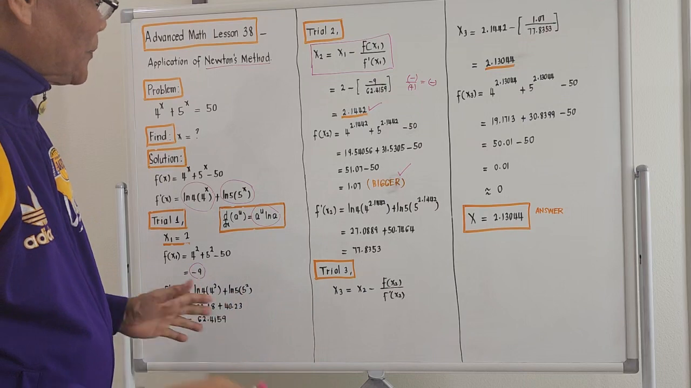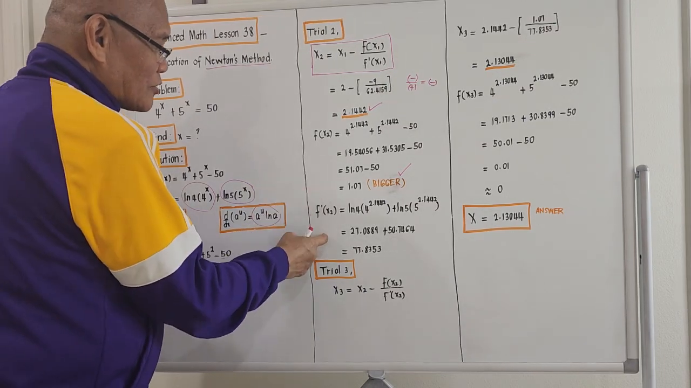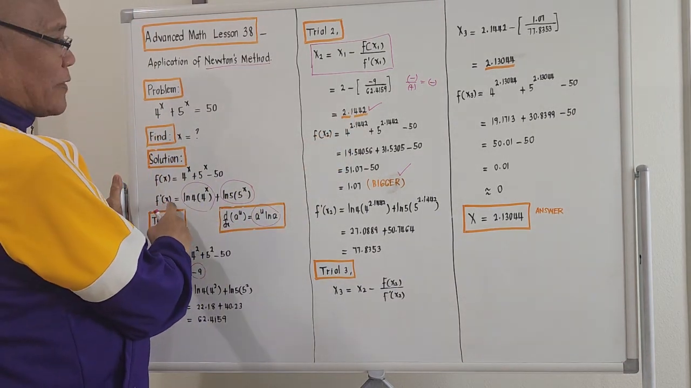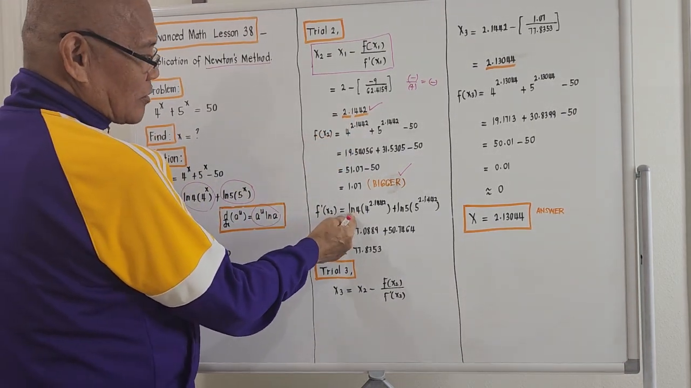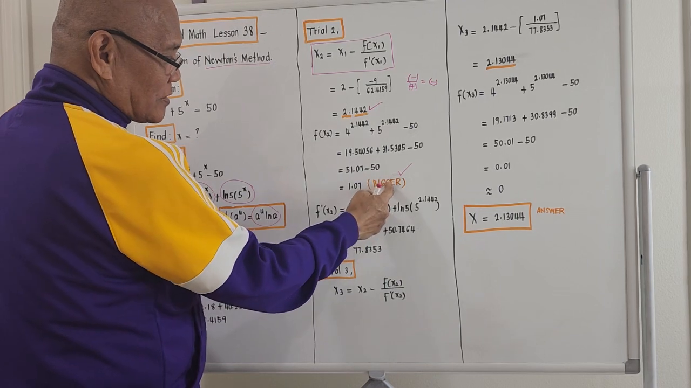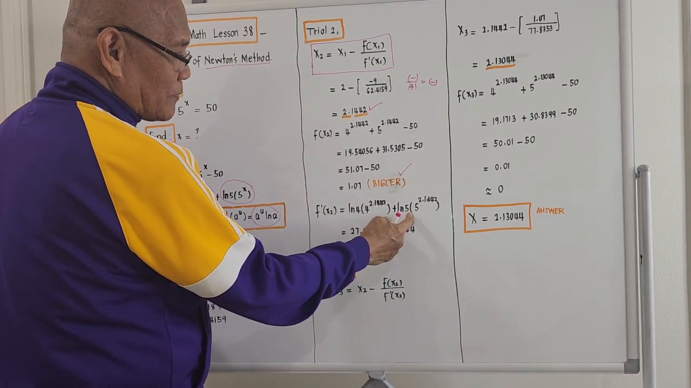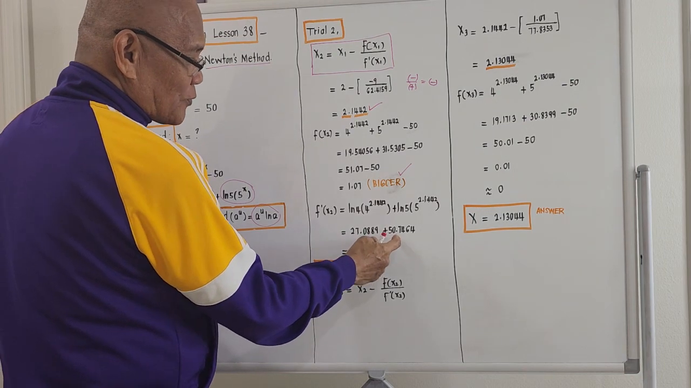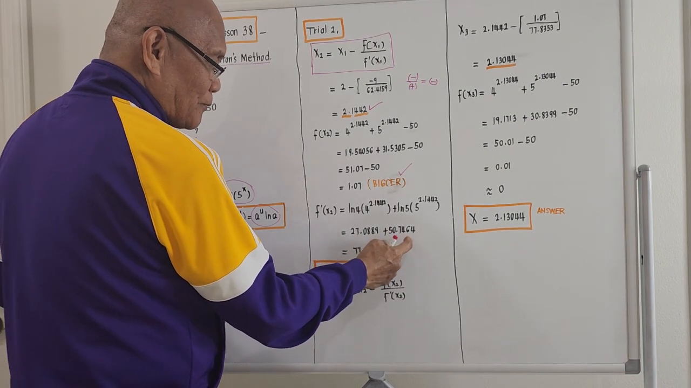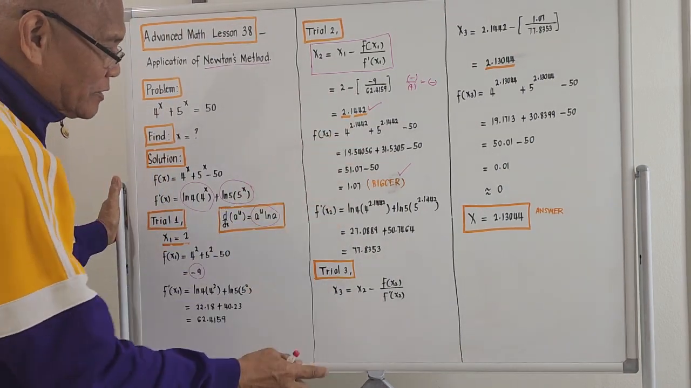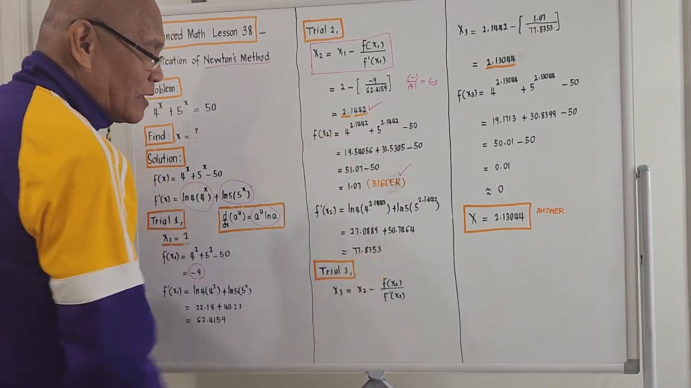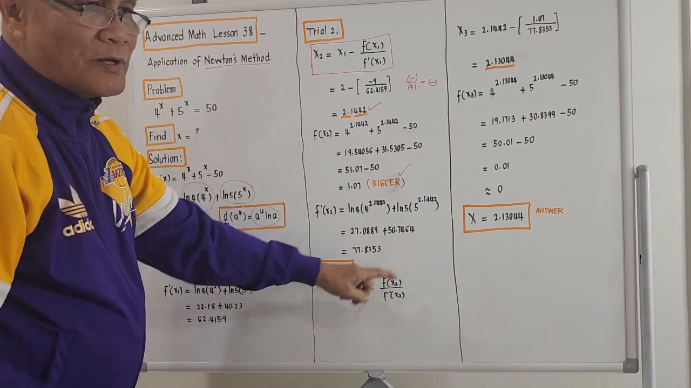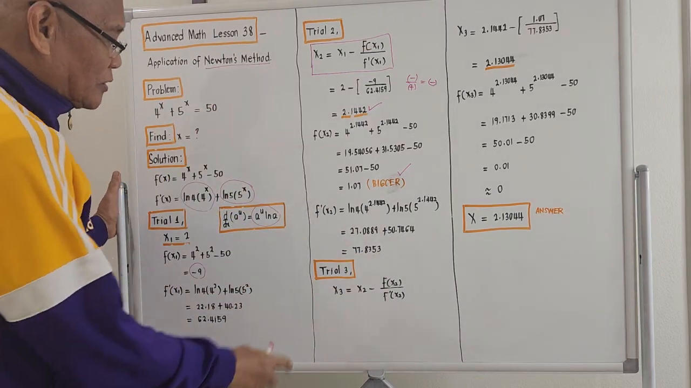Okay, let's compute for f prime of x2. F prime of x2 meaning we will just get this value here, we put it on f prime of x. Okay, natural logarithm of 4, 4 raised to this, natural logarithm of 5, 5 raised to this, 27.889 plus 50.7464. What comes out is 77.8353. We needed this one in the computation of the third trial value. Okay, so trial number 3.